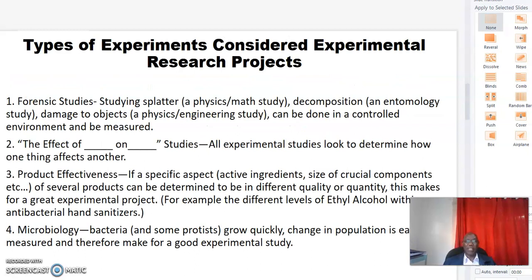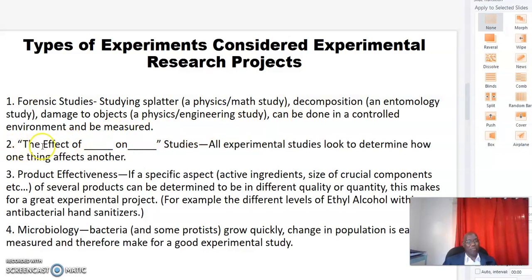Types of experiments considered experimental research projects. Number 1, forensic studies: blood splatter (a physics or math study), decomposition and entomology studies, damage to objects (a physics or engineering study). These can be done in a controlled environment and be measured.